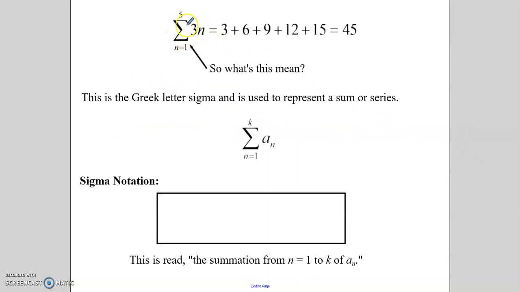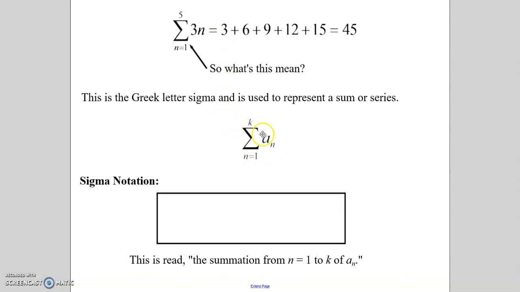So this symbol is actually a Greek letter. It is the Greek letter sigma. It's a capital letter sigma. Lowercase sigma looks like that in case you're wondering. But it's the uppercase sigma. And it is used to represent a sum, also called a series.